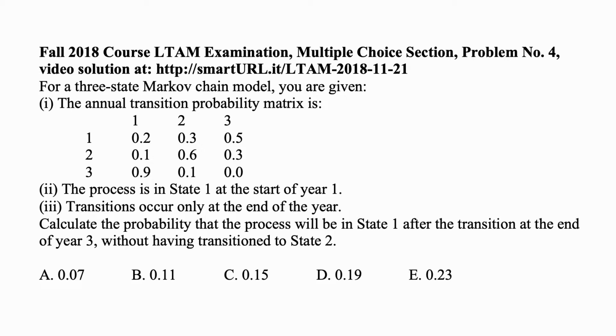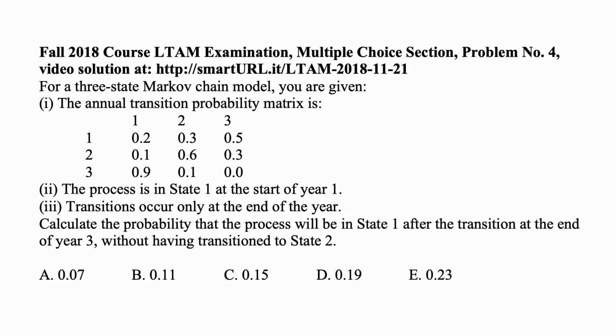Here's problem number 4 from the multiple choice section of the first exam LTAM ever, given in October 2018. For a 3-state Markov chain model, you are given the annual transition probability matrix as given. The probability of transition from state 1 to state 1 is 0.2, from state 1 to state 2 is 0.3, from state 1 to state 3 is 0.5, from state 2 to state 1 is 0.1, from state 2 to state 2 is 0.6, from state 2 to state 3 is 0.3, and from state 3 to state 1 is 0.9, from state 3 to state 2 is 0.1, and from state 3 to state 3 is 0. The process is in state 1 at the start of year 1.